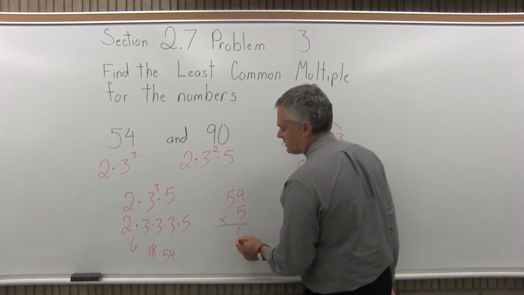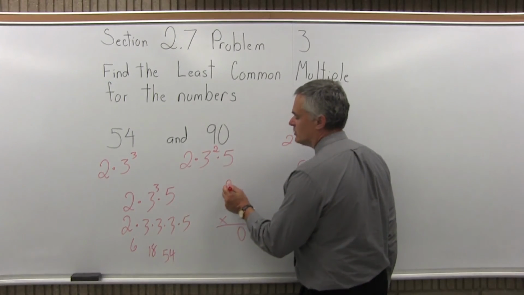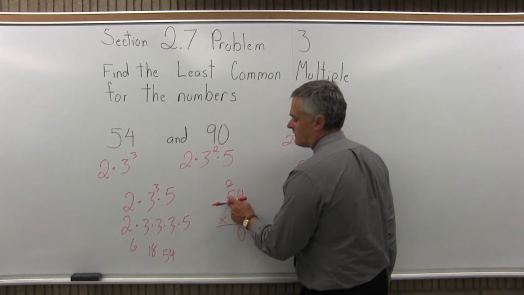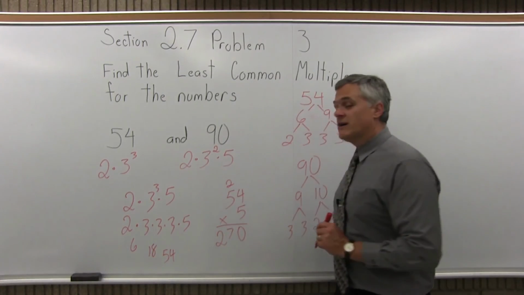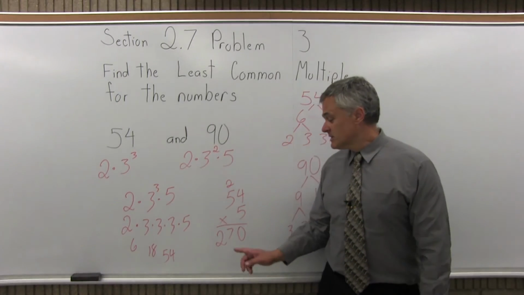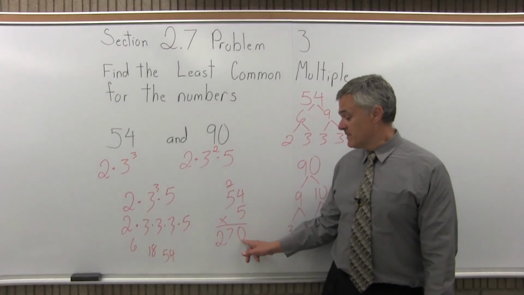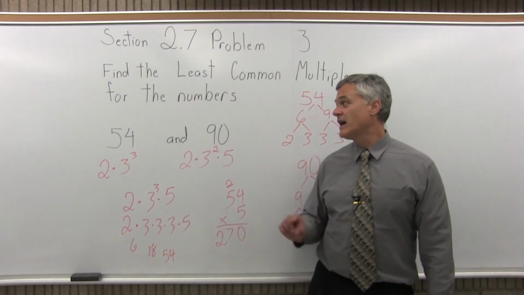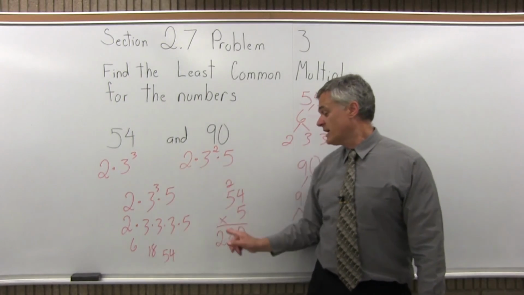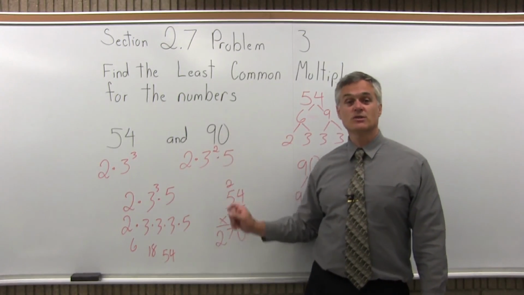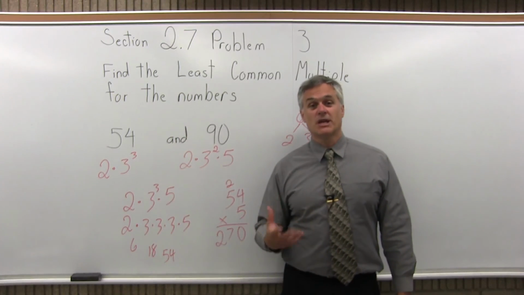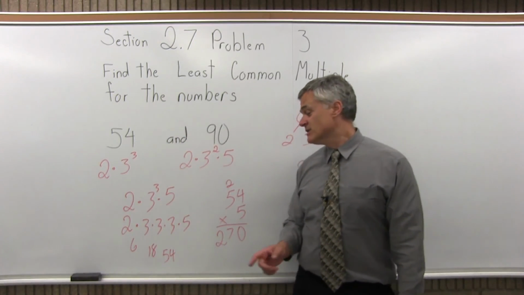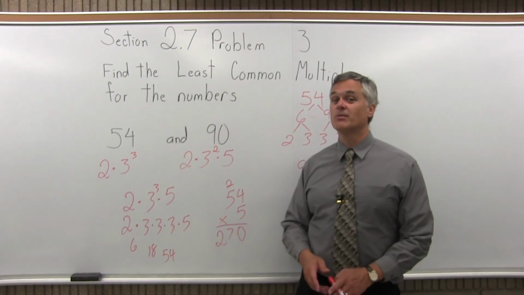So 5 times 4 is 20. Put down the 0, carry the 2. 5 times 5 is 25. 25 plus the 2 more that I carried is 27. So my final answer for the least common multiple comes out to 270. So again, that means that 270 is the smallest value that both 54 will divide into evenly and 90 will also divide into evenly. And if 54 and 90 were denominators in a problem that involved fractions, 270 would be the least common denominator.